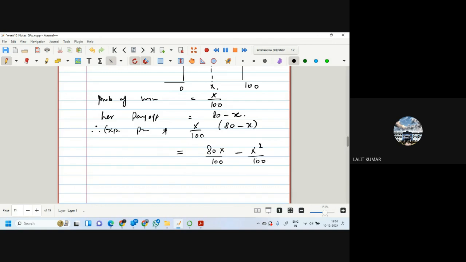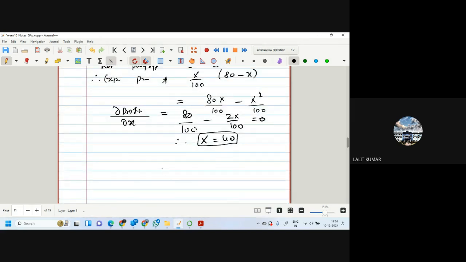Now, they have not asked, but if she wants to maximize her profit, she will differentiate the profit with respect to X. This will become 80 by 100 minus 2X by 100, equal to 0. Therefore, X is equal to 40. So for maximizing her profit, in the first price auction, her true value is 80, so she should bid 80 by 2, which comes from (n minus 1) by n into the value.